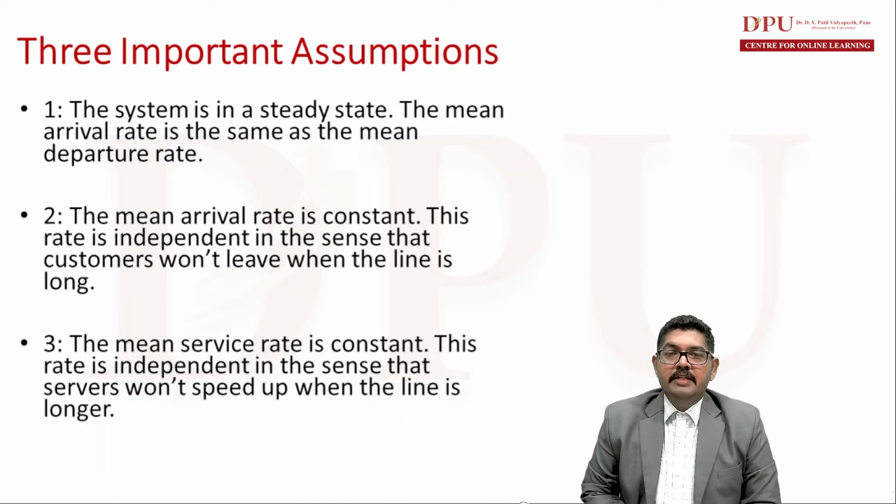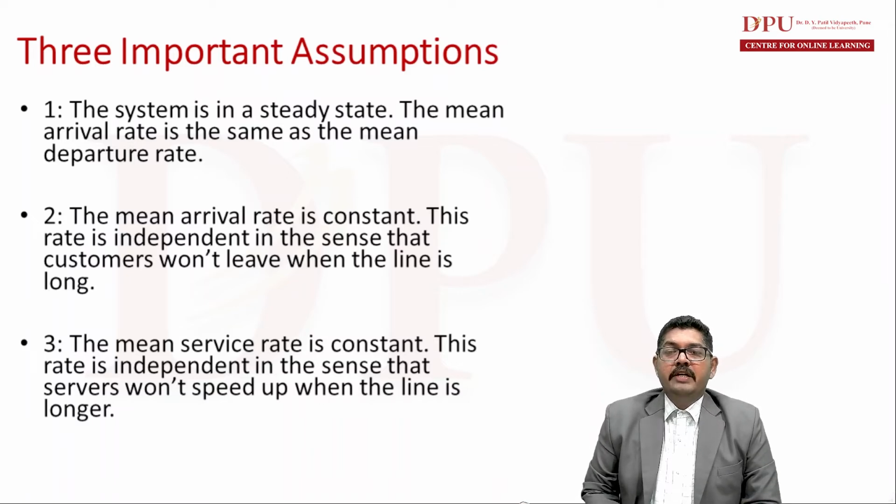Second, the mean arrival rate is constant. This rate is independent in the sense that the customers won't leave when the line is long. So we assume that the mean arrival rate is constant. If this is not so, the customers would be leaving the queue if the queue is so long. So we are maintaining that the mean arrival rate is constant, which indirectly means that the customers do not leave the queue when the queue is long.